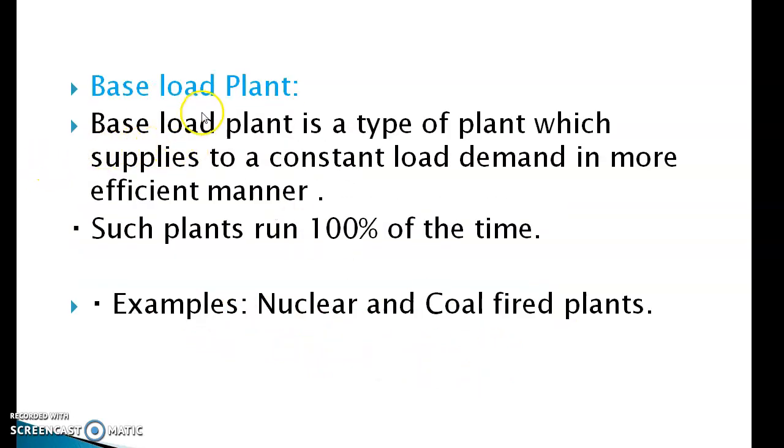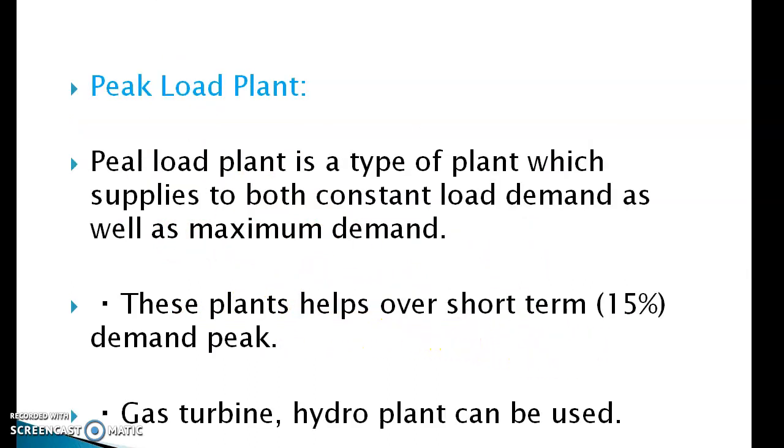Next come to the base load plant. The base load plant is a type of plant which supplies a constant load demand in a more efficient manner. Such plants run 100% of the time. For example, nuclear or coal-fired plants.